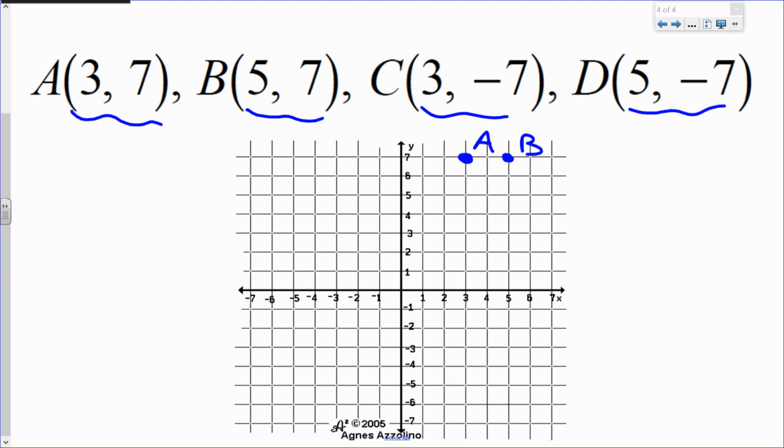(3, -7). (3, -7)'s right here. And (5, -7). So let's see, (3, -7) would be C. And D is right here. I'm actually going to do two quick examples, not one. My bad.